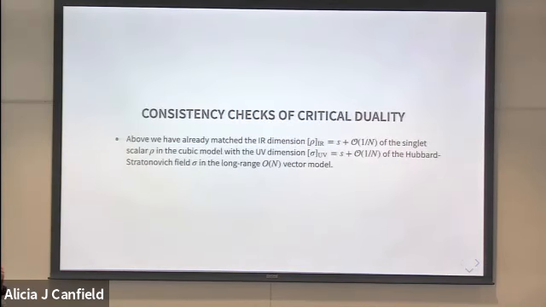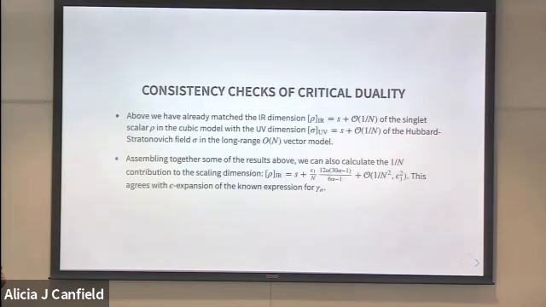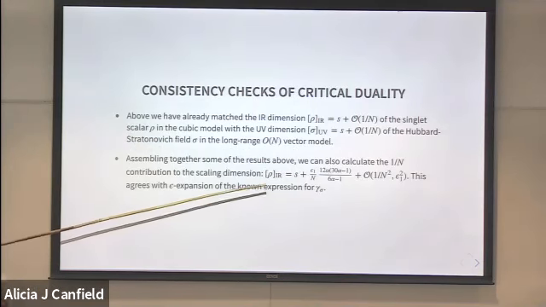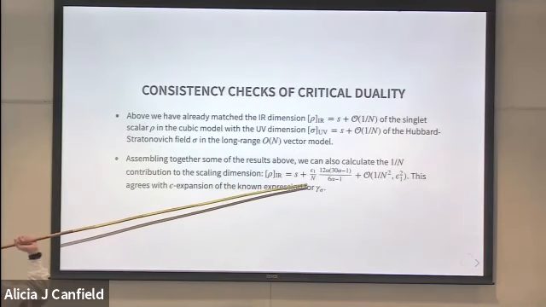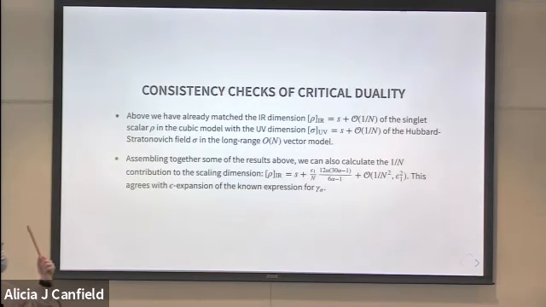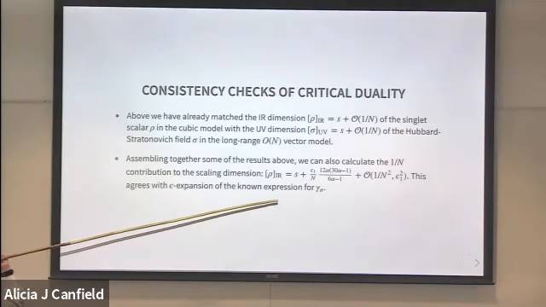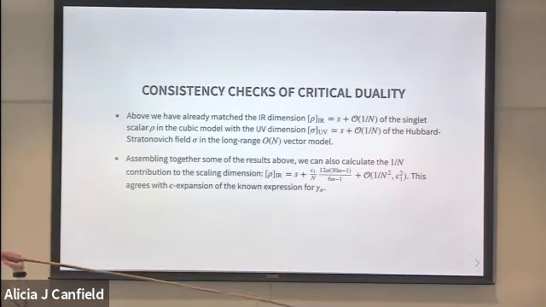You can calculate, say, the scaling dimensions of the field rho. Above, we already matched those scaling dimensions at the leading order in 1/n. Now we can match them at subleading order, and we actually get a precise match. Here, this 1/n contribution precisely agrees with what we have for the anomalous dimension of the Hubbard-Stratonovich field. If we knew the anomalous dimension of the Hubbard-Stratonovich field to higher order in 1/n, we could easily compare it, because this is just an algebraic expansion.